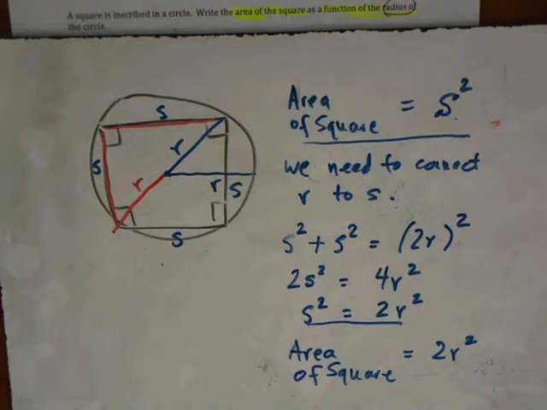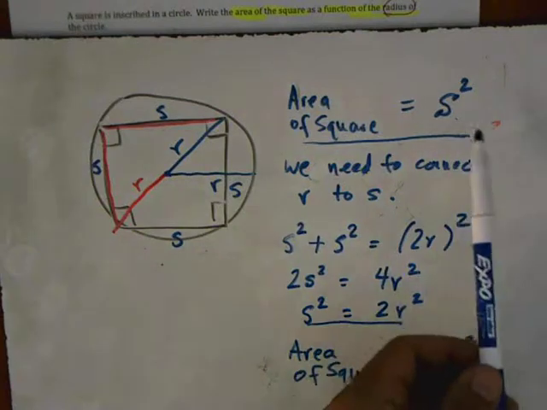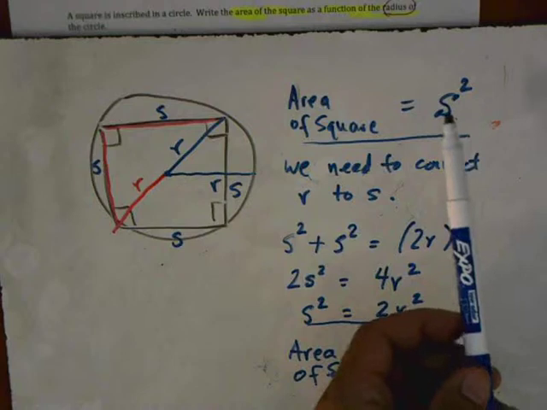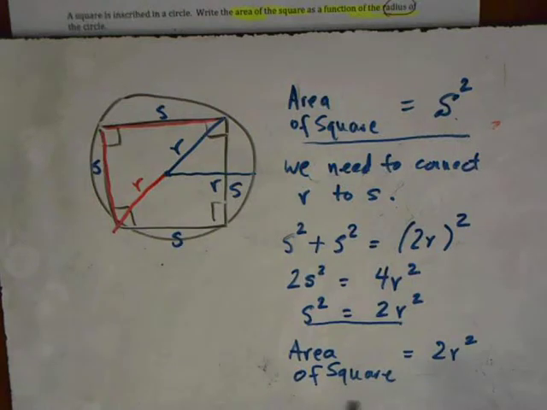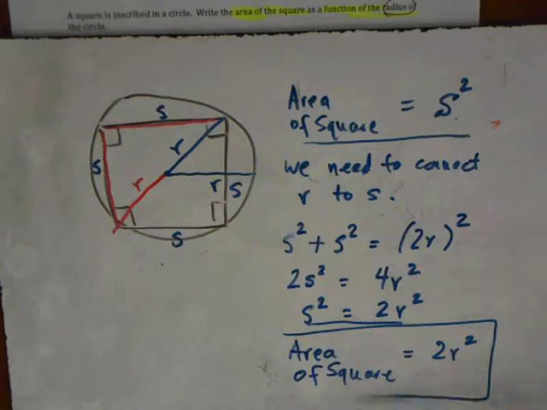And the important thing to note is we're trying to find the area of the square using the radius of the circle. We start out by looking at the side lengths of the square, and then finding a connection between that and the radius, and then solving for s squared. And so this is actually our final answer.